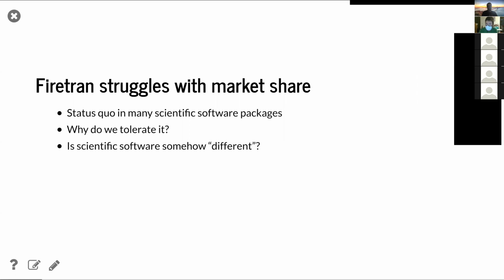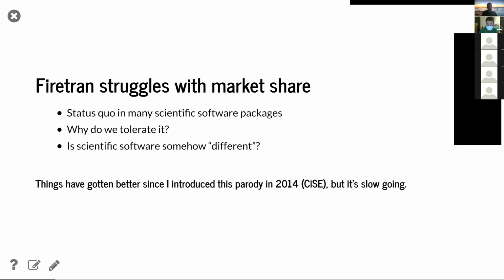So Firetran's struggling with market share, and this seems pretty silly to us, looking at it. Why would anybody want a browser like that? And yet, this is startlingly similar to what we see in a lot of scientific software packages. And why do we tolerate it? Why is this somehow acceptable in scientific software, and yet totally unacceptable in software for the general public, software for business purposes, etc.? Is scientific software somehow uniquely different? And I'm going to argue, basically, no. This is a big failing in the way that we learn and grow accustomed to software and the trade-offs that we're willing to make.